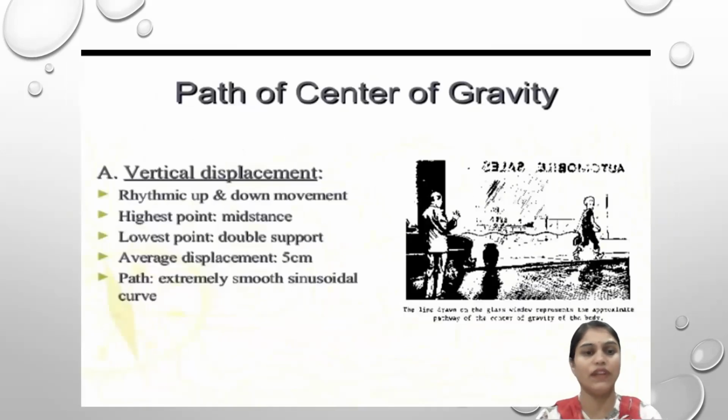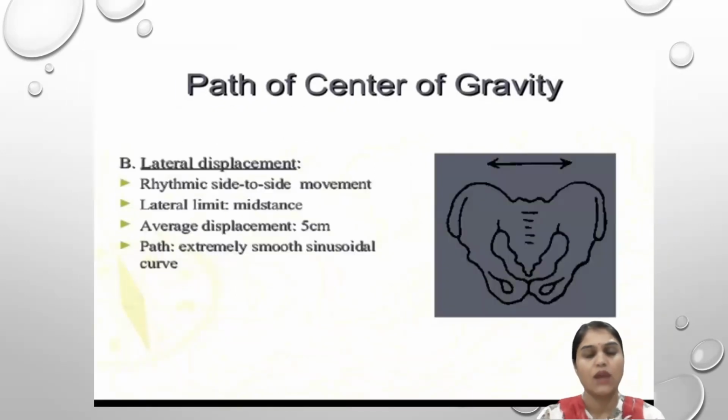Path of center of gravity. Vertical displacement is a rhythmic up and down movement. The highest point is at mid stance, and the lowest point is at double support. Average displacement is 5 centimeters, and the path is an extremely smooth sinusoidal curve. Lateral displacement is a rhythmic side-to-side movement, with the lateral limit at mid stance. Average displacement is 5 centimeters, and the path is an extremely smooth sinusoidal curve.